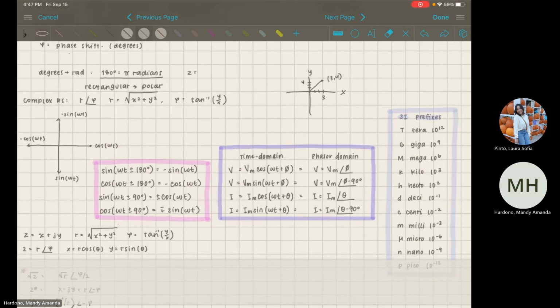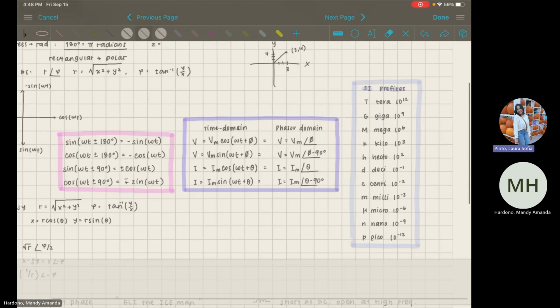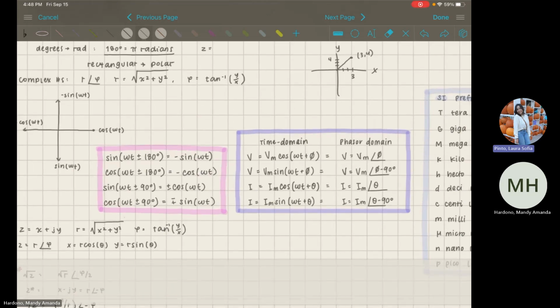So for me, I don't usually like memorizing, but for this one and for this exam, it was really helpful to memorize this one in the pink and then this one in the purple. The one on the very right is just prefixes, but these two are really useful for the first exam and also for the rest of the exam. If you want to take a picture of what's on the board, you can. The pink is converting between sine and cosine, and the purple is converting between time domain and phasor domain.